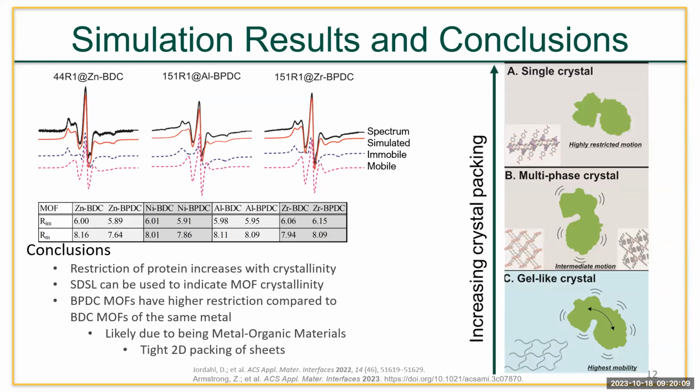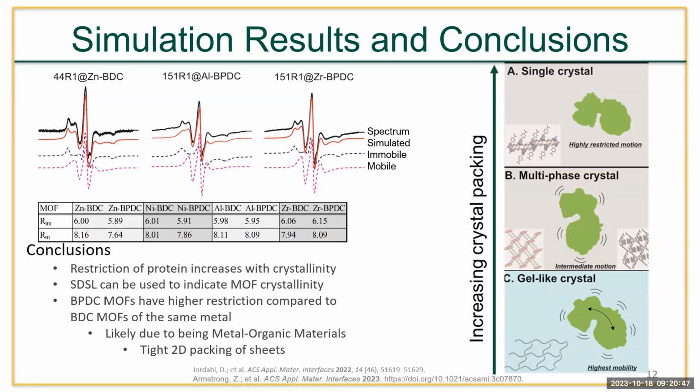And we also found that SDSL can almost indicate MOF crystallinity and material crystallinity for protein immobilization, which is an interesting tool because some universities might have less capability of using XRD and crystallinity characterization tools. At our university, there's only three or four students that are allowed to use the XRD. So being able to use something different, such as EPR, we can utilize this as a tool for almost indicating, is it high crystallinity or low?